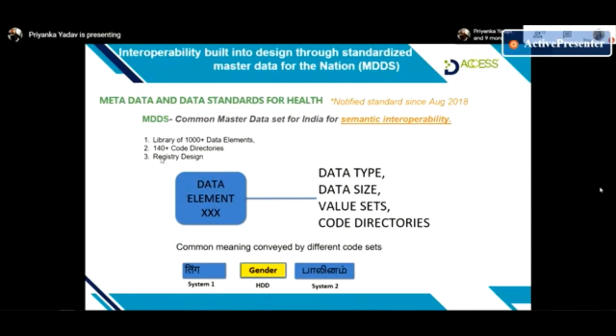I'll refer my patient saying I had done his blood sugar test. The other person will also know it in the same manner if you just use a standard code directory, because his system also talks about the same thing. The directory, the drop downs are the same.